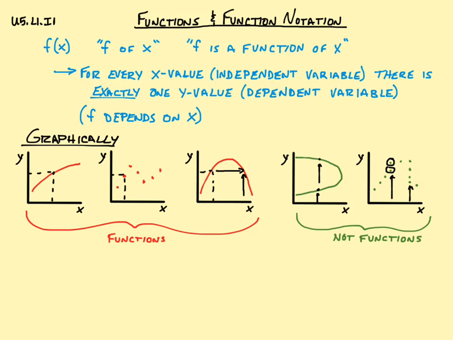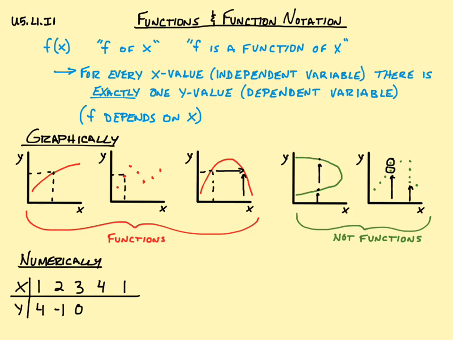Okay? So let's look at this as if we were looking at a table, or numerically. Let's say we have x values 1, 2, 3, 4, and 1, and then y values 4, -1, 0, 10, and 4. The first thing you should notice is that I've got two x's repeated. The 1 is repeated, but if you notice, the y is the same for each one. It's both a positive 4. So x still has the same y. It only has one y value. So this is a function.